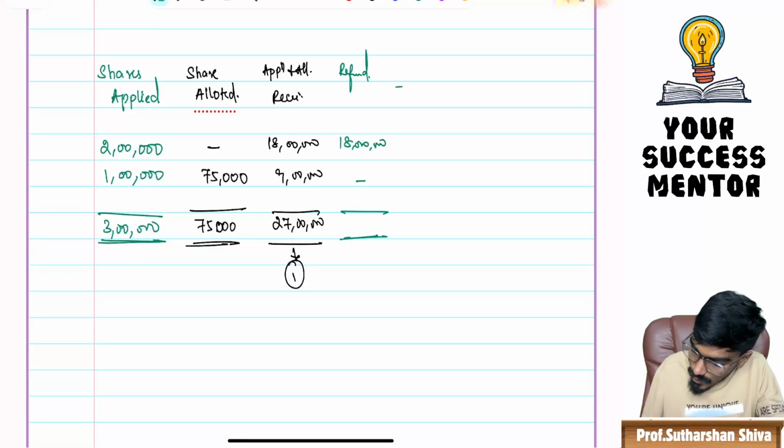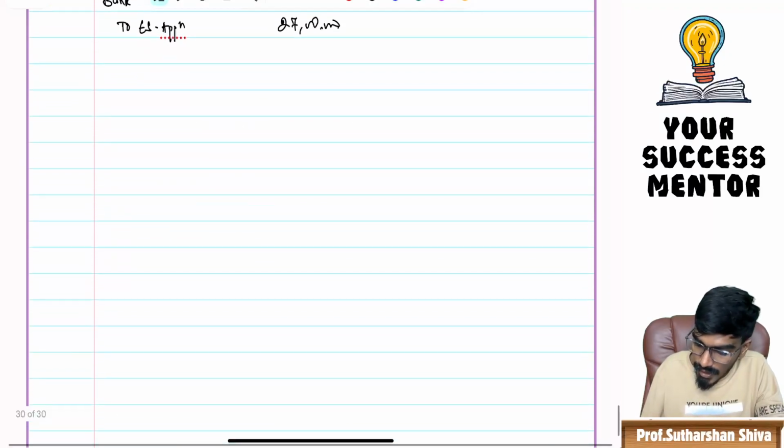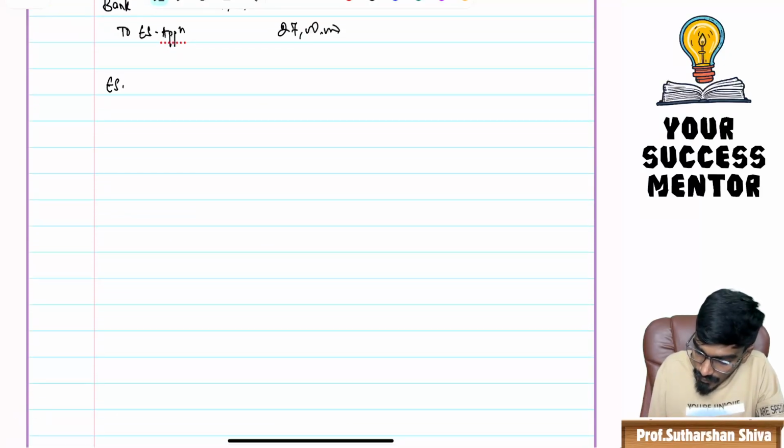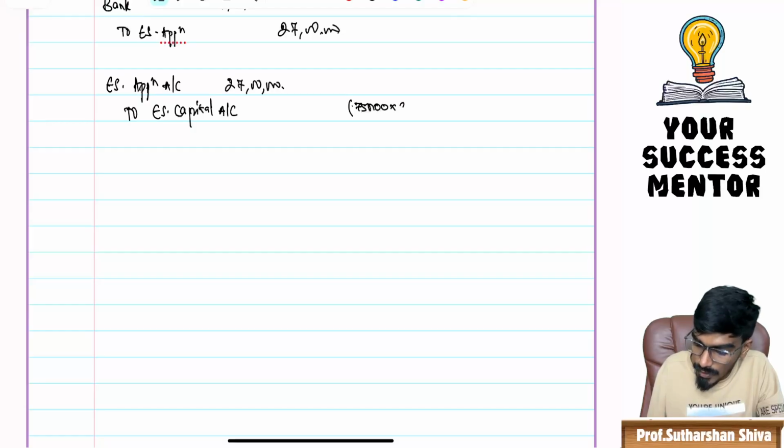Here the calls will not be there. So this will also come under my second journal entry. Correct. What is my second journal entry? I will write equity share application reversal process. 27 lakh I will be doing. Then I should pass equity share capital. How many shares have been allotted? Allotted only 75,000 shares. For that, how much value do I want?